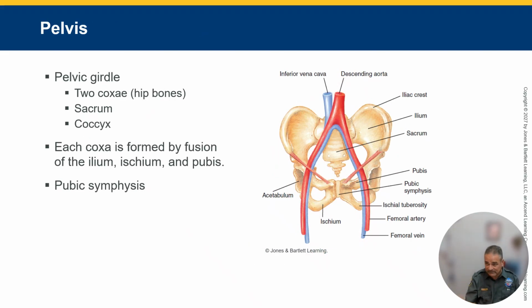Pelvis. Pelvic girdle consists of two large hip bones. We call those the coxae, which includes the sacrum and the coccyx. Each coxa is formed by a fusion of the ilium, the ischium, and also the pubis. I'm not telling you anything different from what's on the slide here. The pubic symphysis is the cartilage that joins the left and right pubic bones and limits movement between the bones. It articulates with the femur and the acetabulum.